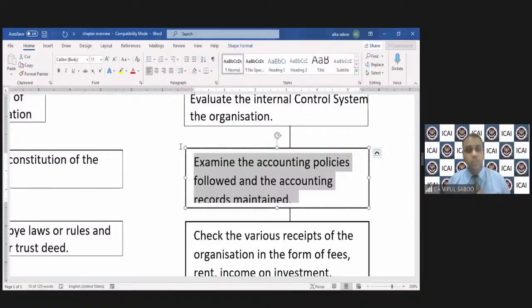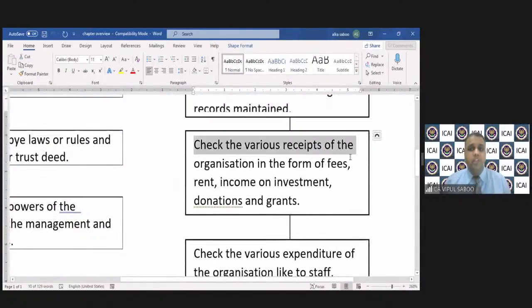Electronically, manually, who is responsible, what kind of different records they are maintaining, what kind of physical records they are maintaining. Check the various receipts of the organization in the form of fees, rent, income on investment, donations, and grants. Whatever they are getting in the form of receipts, it could be a donation, or fees like in a hospital or an educational institution. Whatever investments they have, they will be getting returns on that, interest and dividends, and donations and grants given to NGOs, charitable institutions, hospitals, educational institutions. You could have seen in the past 1.5 years, during lockdown, donations being given to almost every kind of hospital. People would have been donating for ventilators and every other thing required during the past year. So how are these receipts being recorded in the accounting books?